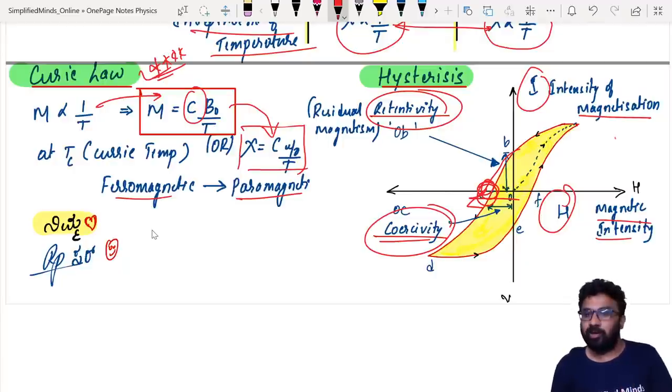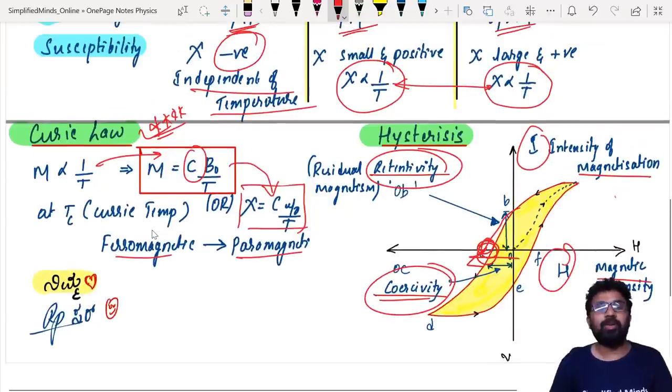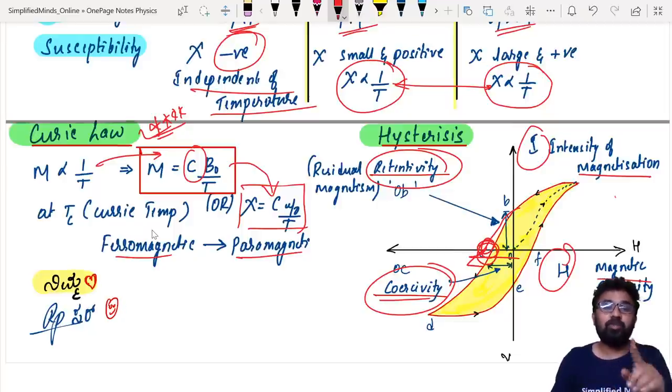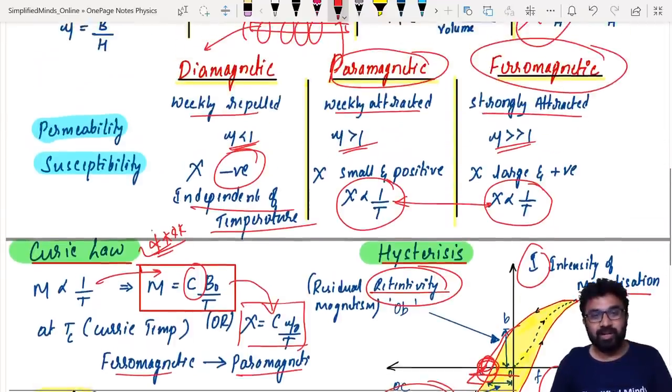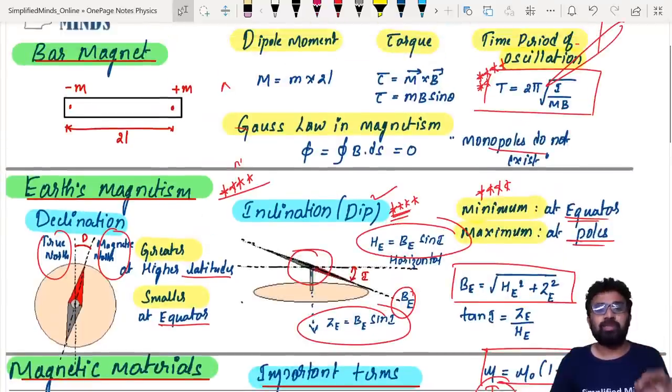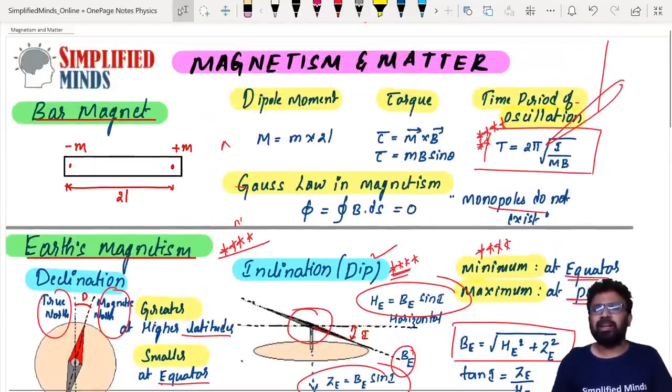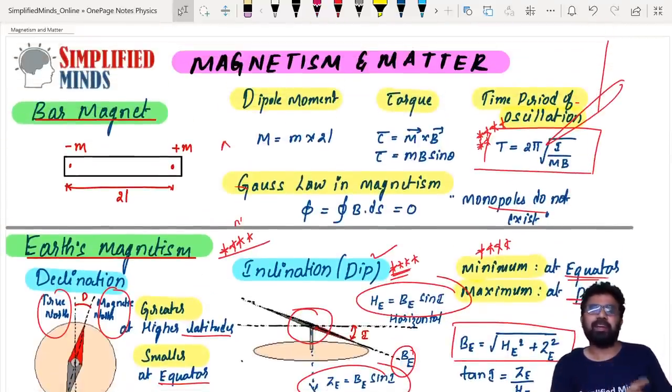So they usually ask what kind of material we should choose for electromagnets, what kind of material we should use for transformers, or why a particular material is chosen for this. You should remember this clearly. Curie's law is a very important formula, and questions are asked on it. In the next video, as I told you, I'll do some of the PYQs, and I'll tell you how these questions are asked. On hysteresis, properties questions are asked, and also remember earth's magnetism. On bar magnets, many PYQs are asked mainly on the time period of oscillation.